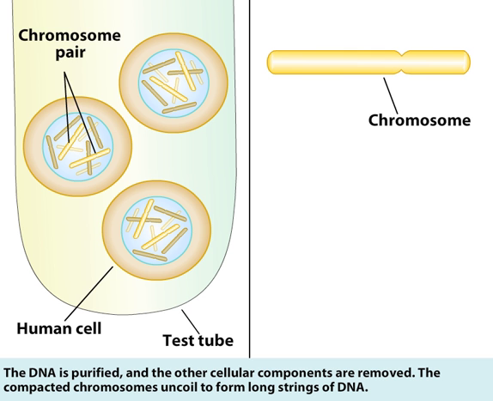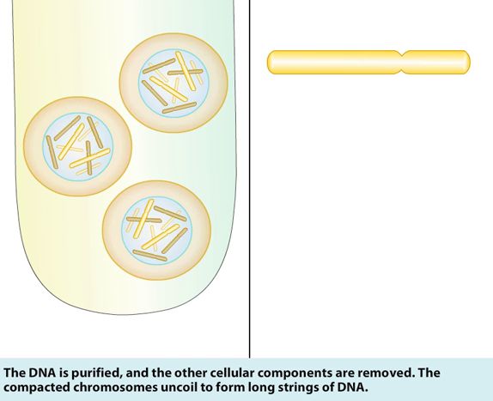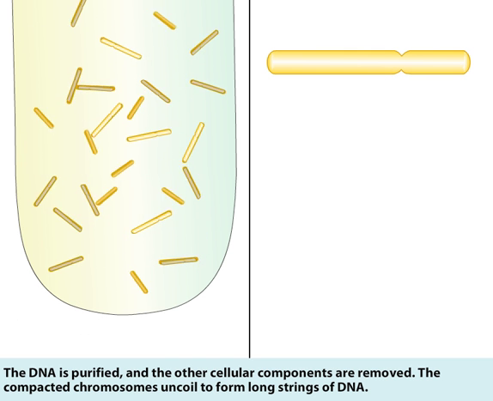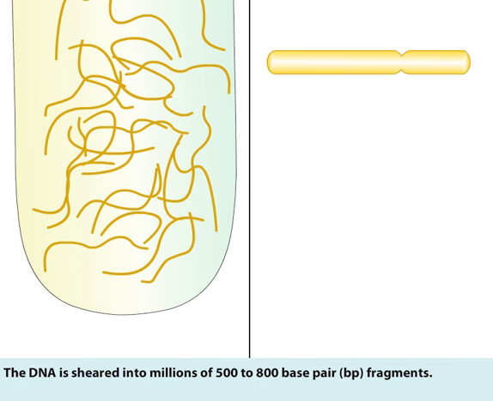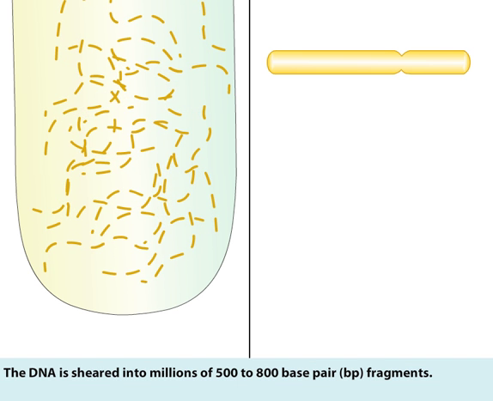The DNA is purified and the other cellular components are removed. The compacted chromosomes uncoil to form long strings of DNA. The DNA is sheared into millions of 500 to 800 base pair fragments.